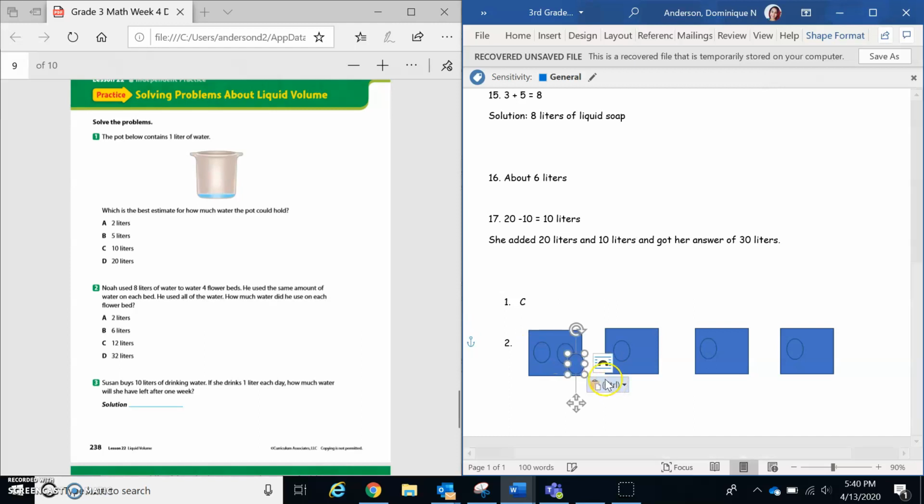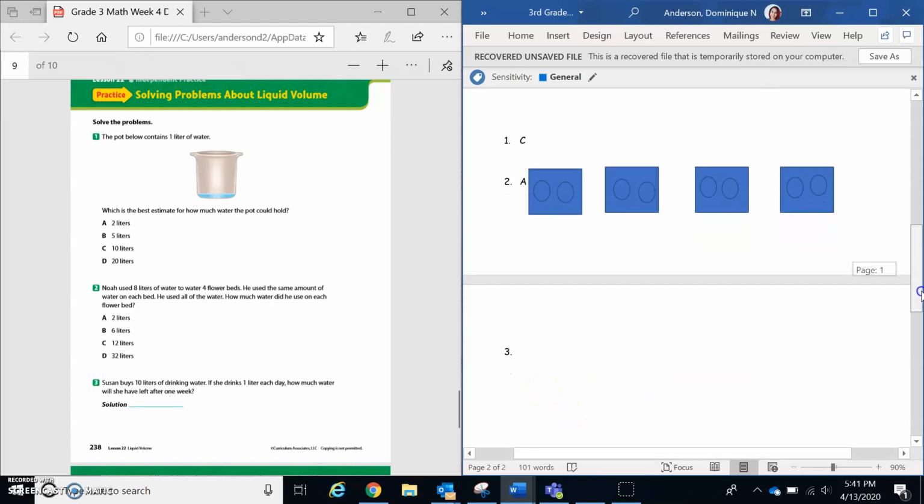5 liters, 6 liters, 7 liters, 8 liters. So these little circles are my liters of water. So how much water did he use on each flower bed? Excellent. 2 would be A, 2 liters.